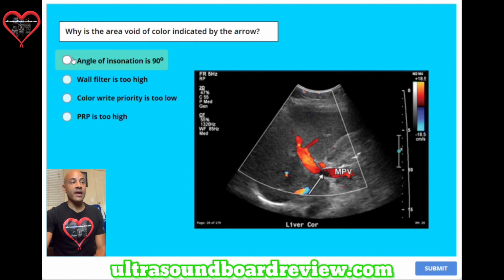The answer is A, angle of inclination is 90 degrees. The reason why it's not wall filter, color write, or PRP is because all the other vessels are filled in with color. But this area right here is 90 degrees to the scanning line. Remember, in a convex probe, where it's blunted at the top, the scanning lines will come down like that, kind of spread out. And the same applies for color Doppler. So this line here is 90 degrees to this area right here.